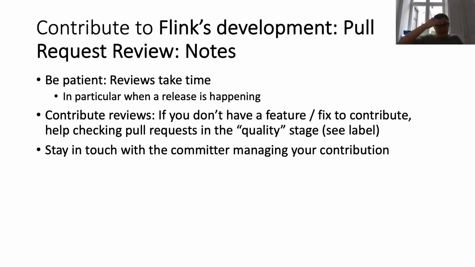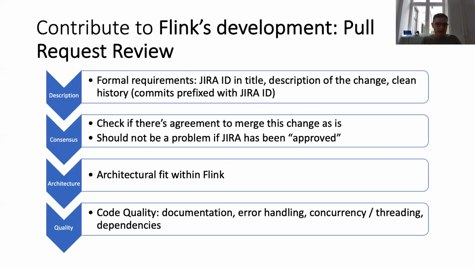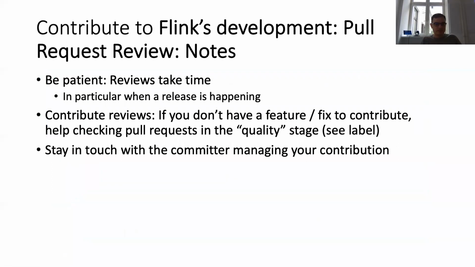Another thing is that we are using labels on GitHub to track these 4 stages that I just presented. And you can also, as an external contributor, just, for example, look at the final quality stage of code, so that you don't have to look at the formal or the architecture fit, but rather focus on the code, which is usually the easiest to review when you're starting to contribute with Flink.